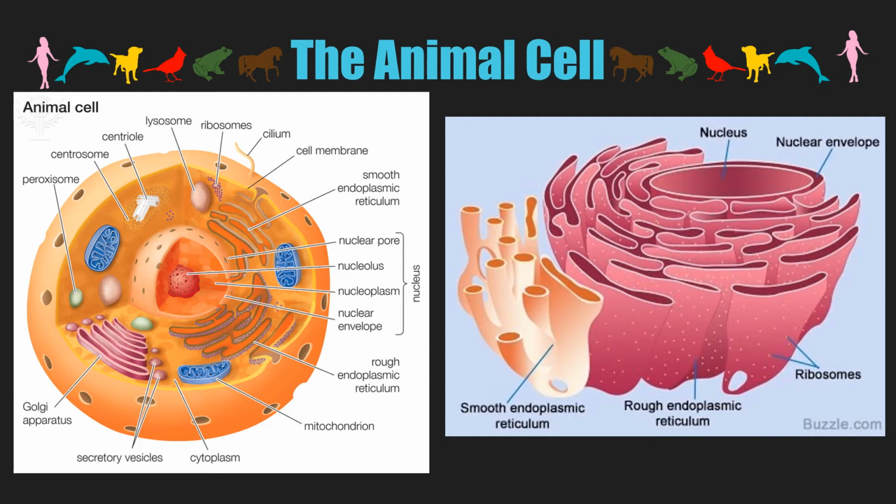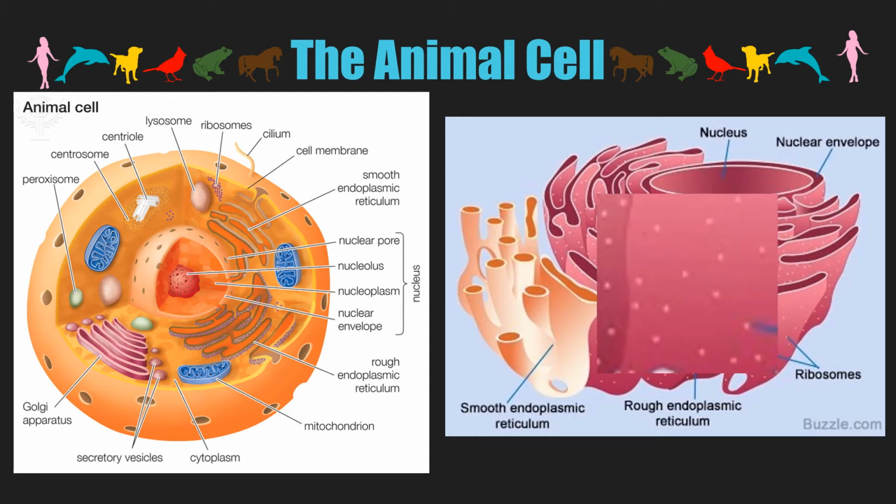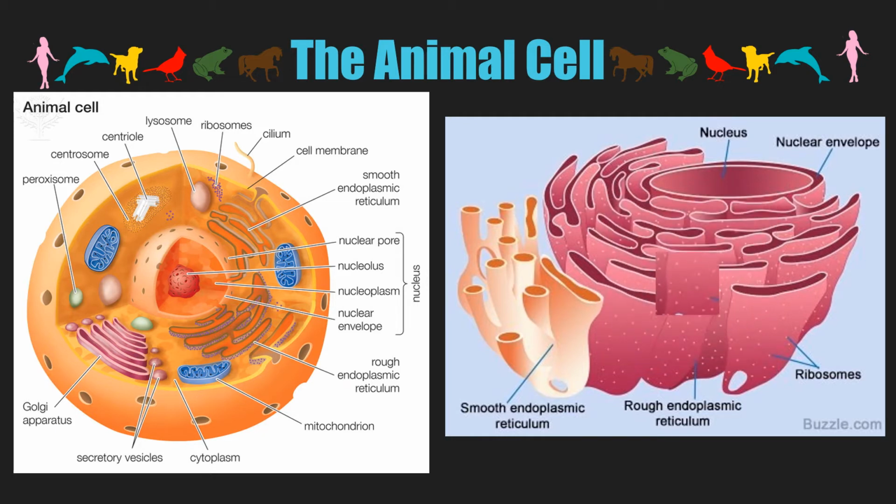Ribosomes are tiny complex organelles made of RNA and proteins located in the cytoplasm and on the rough ER, and they are the site of protein synthesis where amino acids are built into polypeptides.